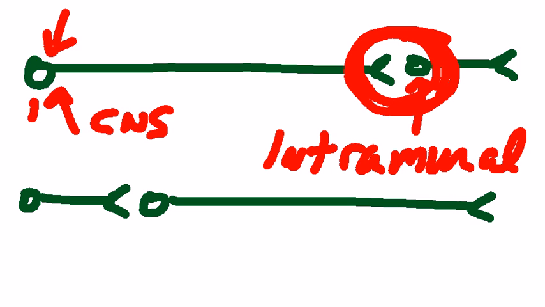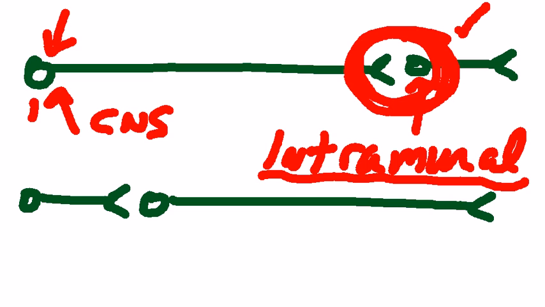Mural, like a painting on a wall, has the meaning wall, and so these intramural ganglia are located in the walls of the target organs, which makes sense because we know that the parasympathetic ganglia are located far away from the central nervous system.